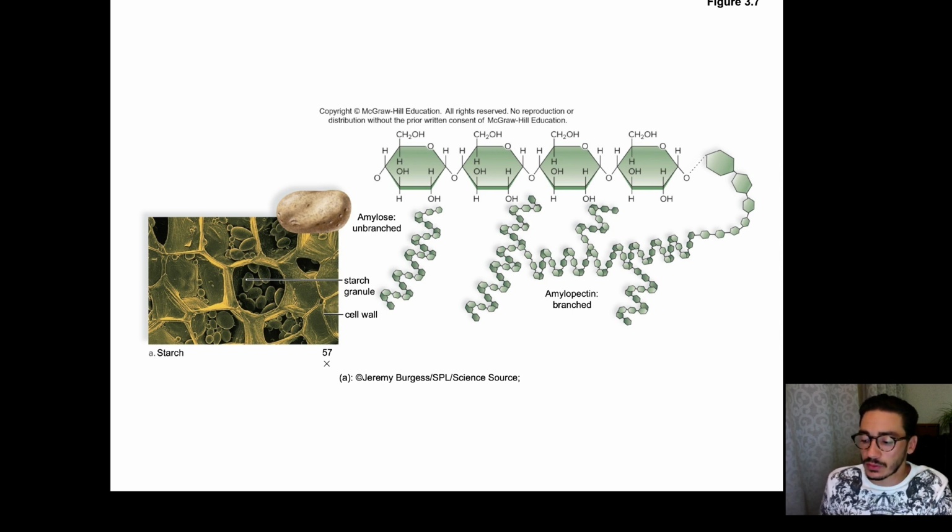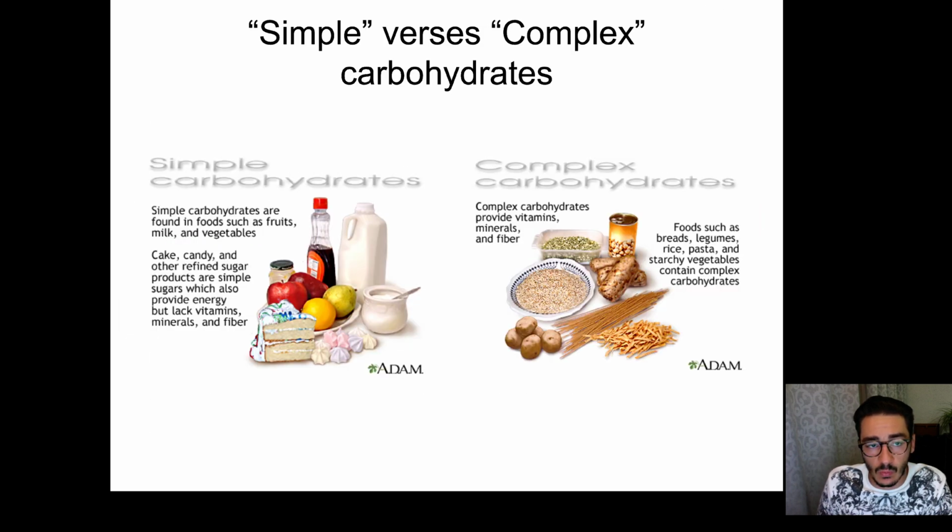And let me now introduce the topic. I really want to talk about the difference between simple and complex carbohydrates, and why it is important to consume complex carbohydrates. So first of all, let me introduce and repeat again.